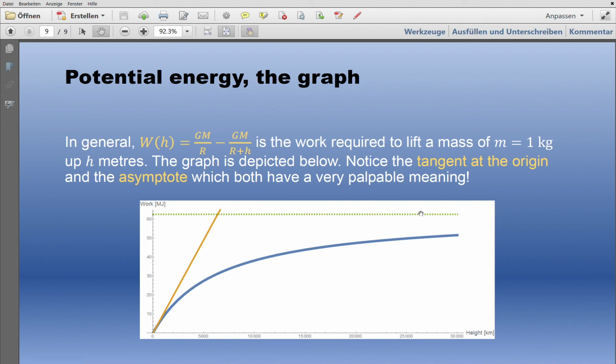The dotted line is the asymptote. The blue line will never cross this asymptote. It will approach it though. It will become closer and closer, but it will never get above it. This signifies the energy required to leave Earth. You can phrase this in terms of a kinetic energy, the kinetic energy required to leave Earth. If you throw something up into the sky and you want it to never fall down again, you need a bit more than this 60 megajoule. You can convert that into a velocity if you want to.